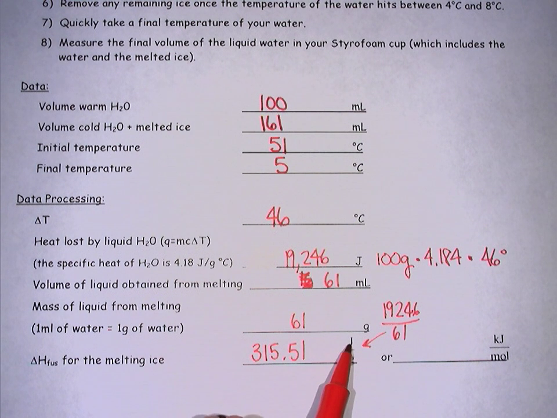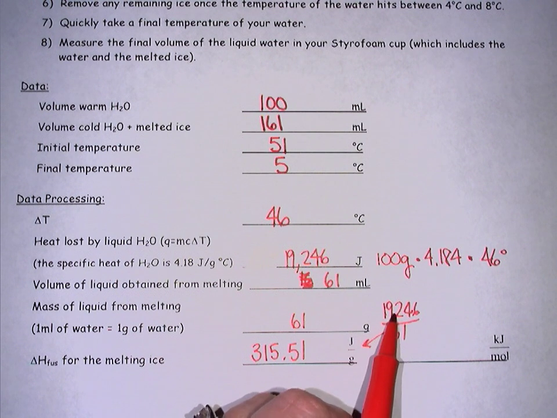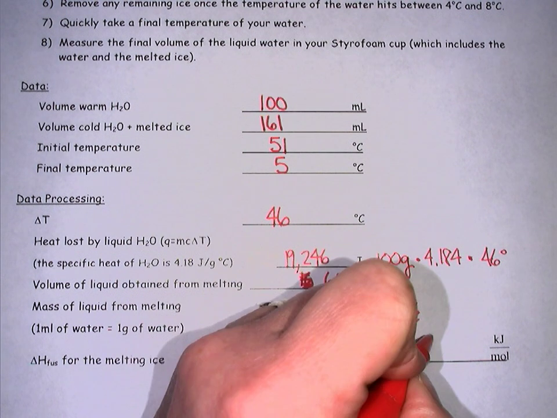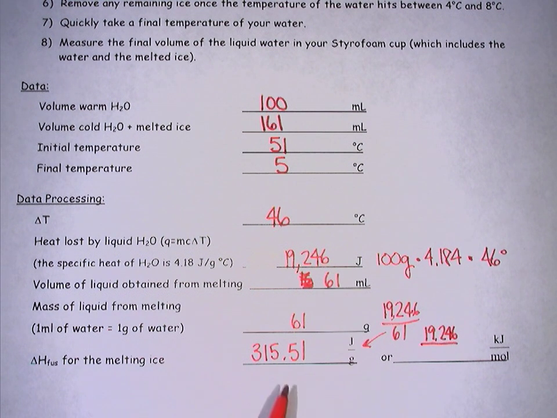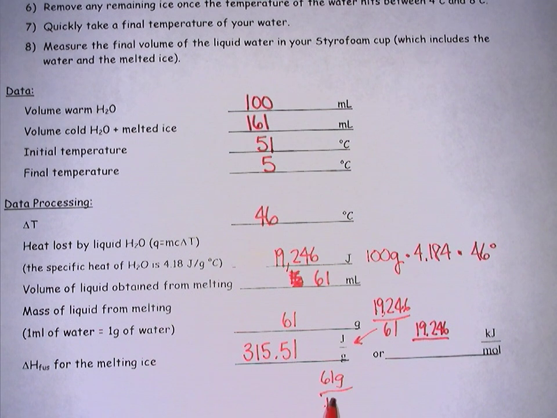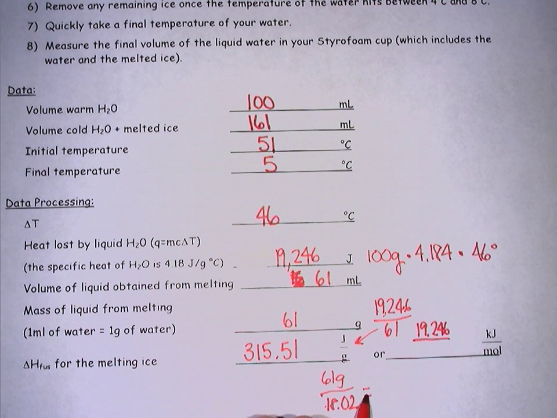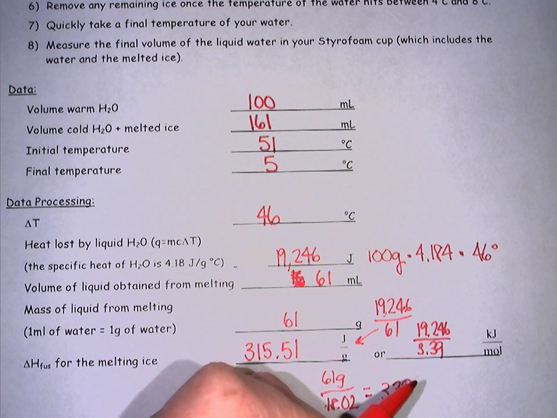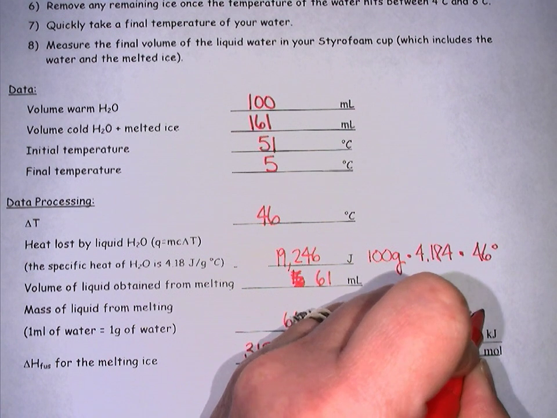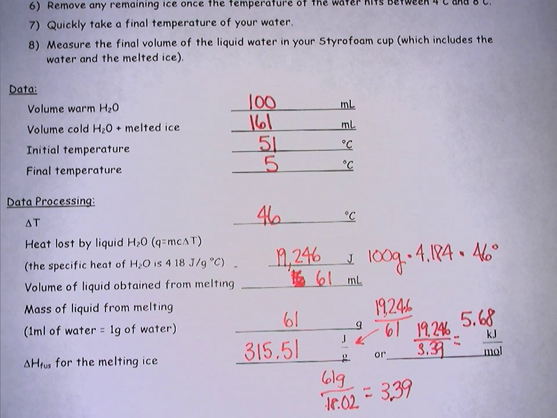Now to get kilojoules per mole, we have to do a couple of conversions. I know my joules, so to get joules into kilojoules, you divide by 1,000. So 19,246 divided by 1,000 is 19.246. And to get moles of H2O, if I have 61 grams, I can divide it by the molar mass from the periodic table, and I get 3.39 moles. If you do the math here, you get 5.68 kilojoules per mole. Those are my heat of fusion values.